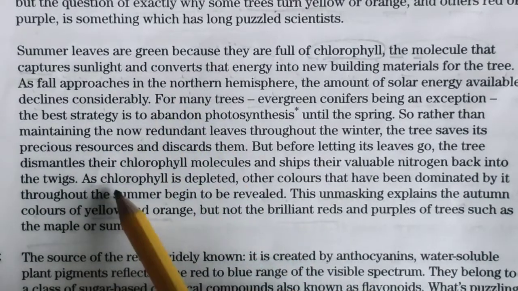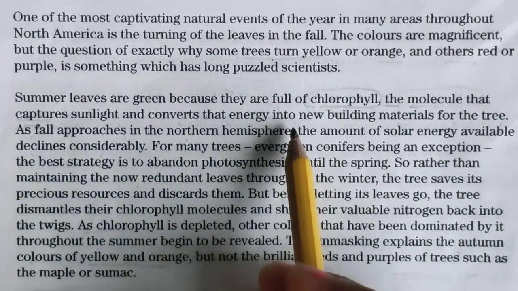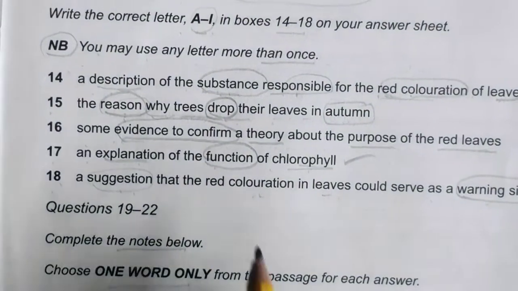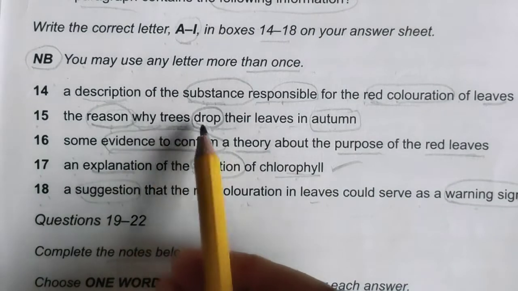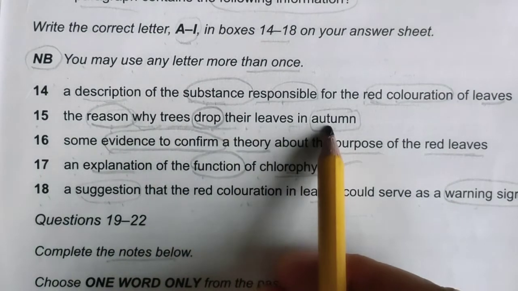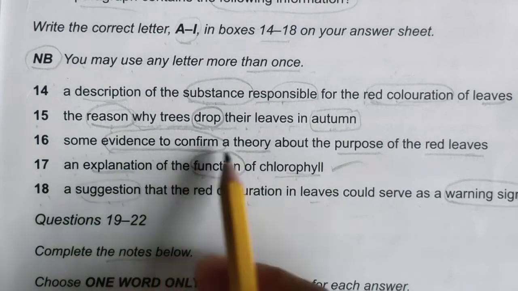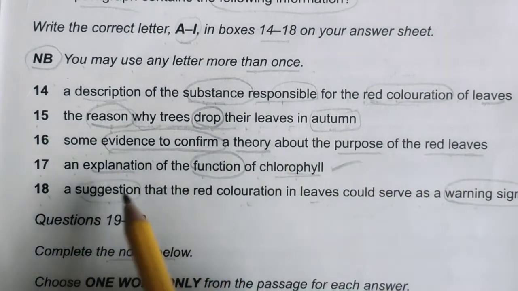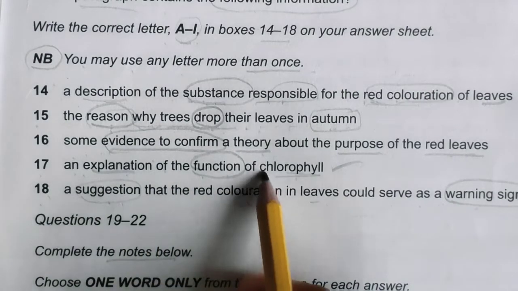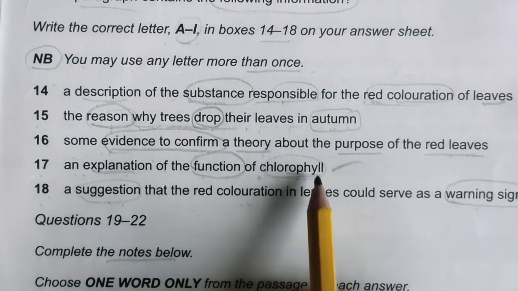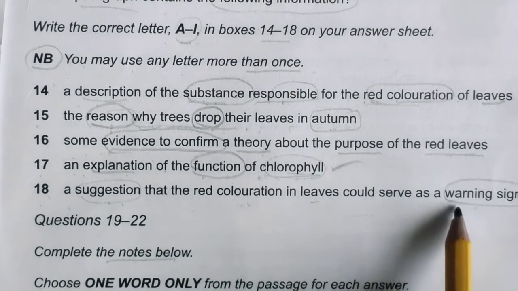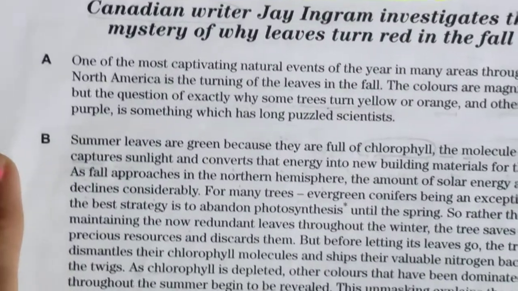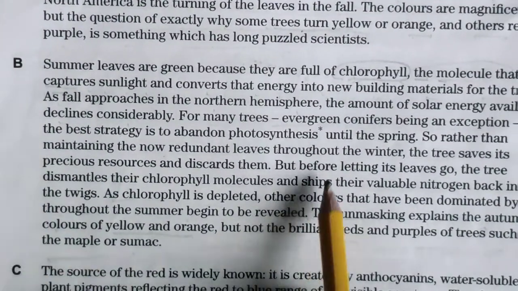Okay, so this is a bigger paragraph, of course. Let's read the options. Red coloration of leaves? No. The reason why trees drop their leaves in autumn. The autumn word was there, it means I have to read it again. Some evidence to confirm a theory? Purpose of red leaves? No. Explanation of the function of chlorophyll, the word was there. We can go for this option. A suggestion that the red coloration could serve as a warning signal? No. So the autumn word was also there.